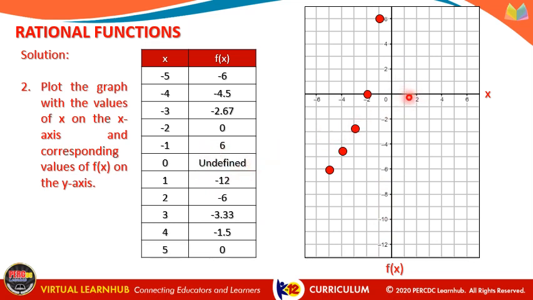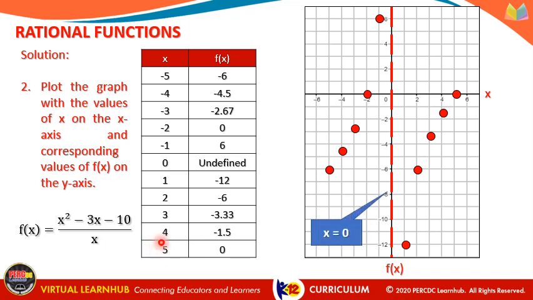At x is 1, it's negative 12. Okay, so it's there. At x is 2, it's negative 6. At x is 3, it's negative 3.33. At x is 4, it's negative 1.5. And lastly, at x is 5, it's 0. Again, this is our function. Yun nga, hindi pwedeng maging 0 yung value ng x. So, hindi pwedeng dumaan yung graph mo sa x is 0.